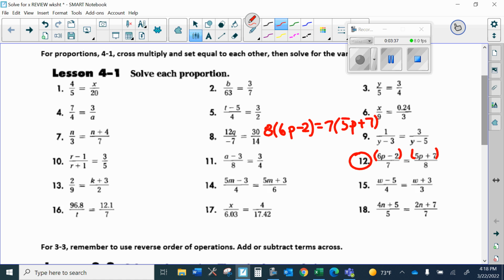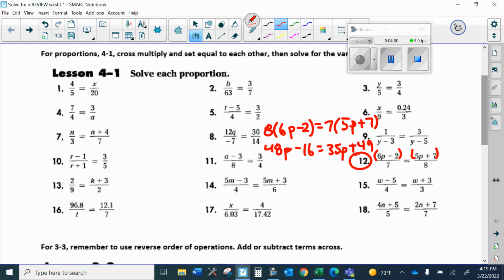Okay, you've done all this since 7th grade. You've done proportions since 7th grade. Okay, I'm going to distribute that through because 8 does not divide by 7 evenly, or 7 into 8 evenly. So I'm going to just distribute, and I get 48p minus 16 equals 35p plus 49.